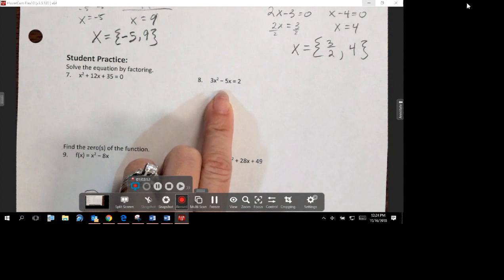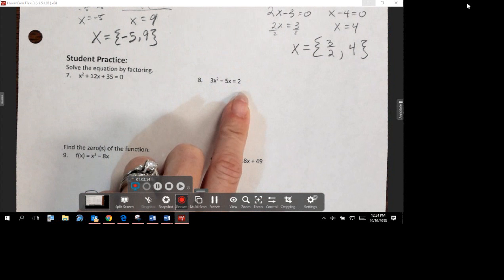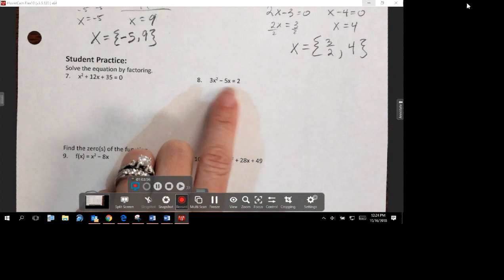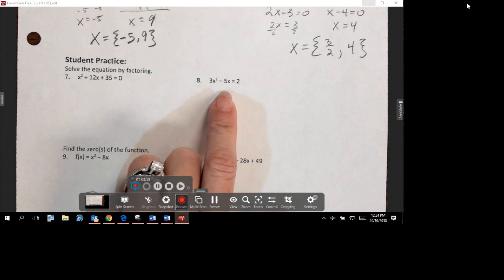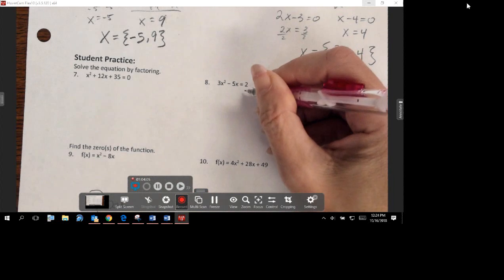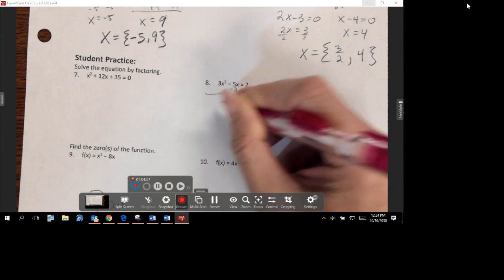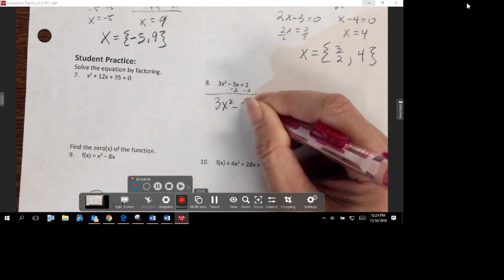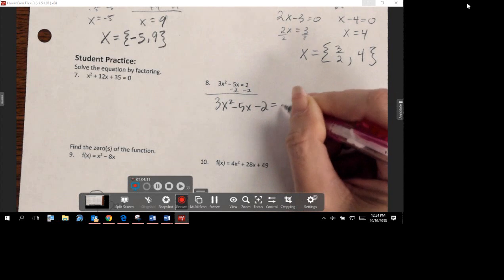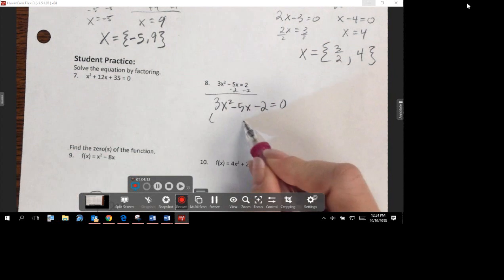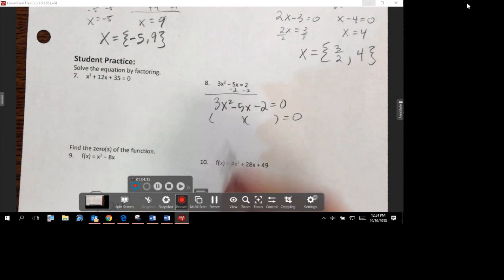In order to solve it, that's finding the x-intercepts. What do I need to see here? I need to see a 0. Do I see a 0? What should I do so I have a 0? Subtract the 2. It has to be all by itself on one side. No GCF.